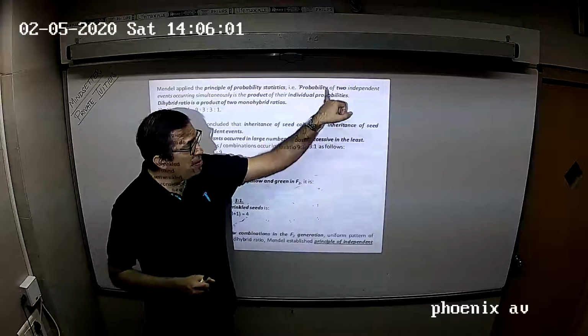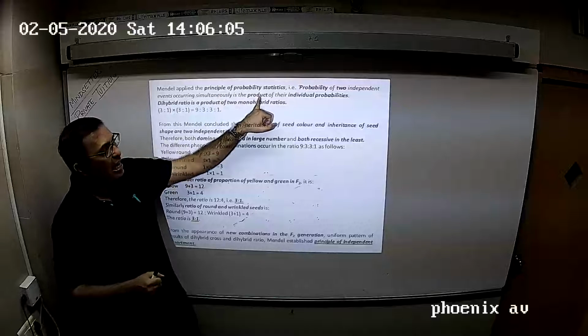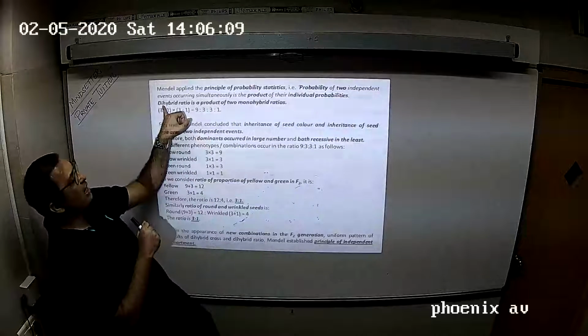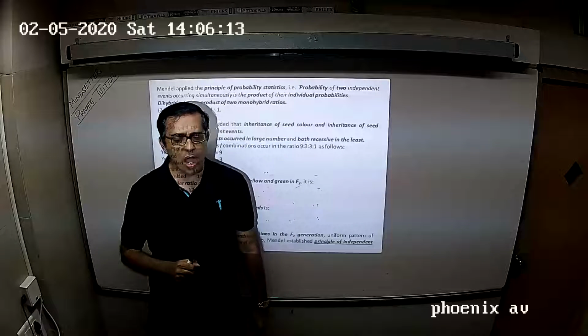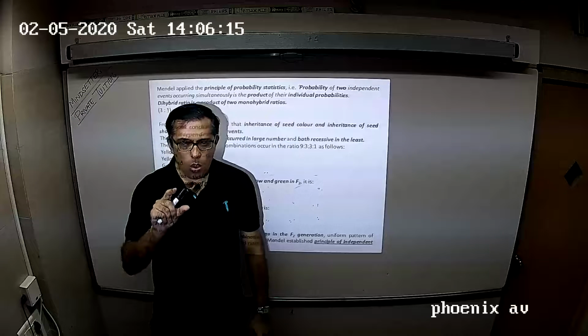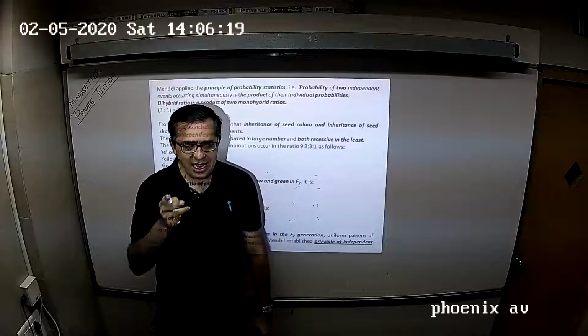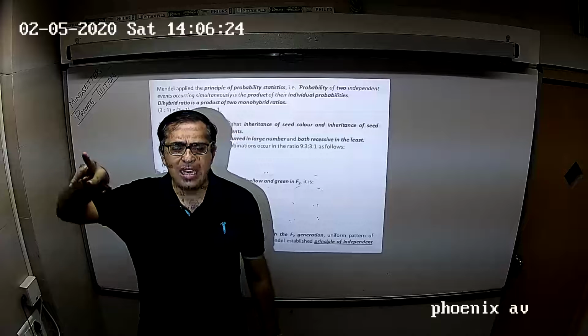Once again, probability of two independent events occurring simultaneously is the product of their individual probabilities, which means a dihybrid ratio is the product of two monohybrid ratios. Now, if we had taken yellow round and green wrinkled, suppose we had started with only yellow and green.